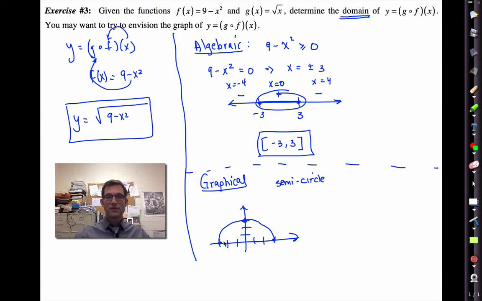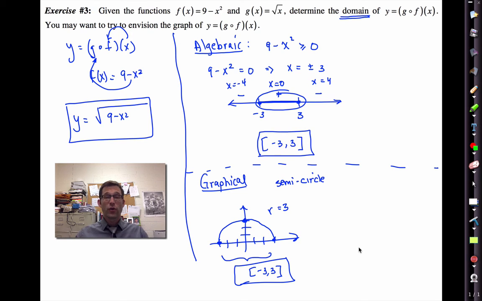It's the upper half of a semicircle, right, with a radius of 3. And therefore the domain is -3 to 3. All right? Either way, the good thing about the algebraic approach is it would allow us to figure out the domain of any function that looks like the square root of something. Square root of something, right?